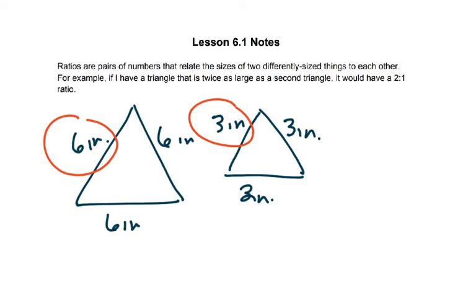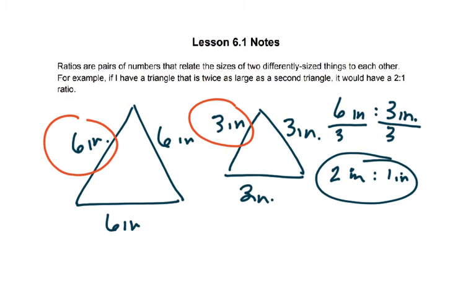So I can say that this has a 6-inch to 3-inch ratio. And because ratios really are just fractions, we can reduce this. So both of these numbers divide by 3. And that's how we get a 2-to-1 ratio. So our goal here in a second is going to be to reduce the ratios.